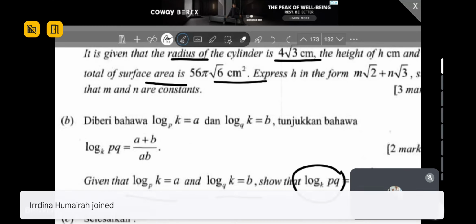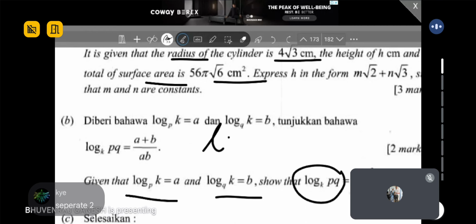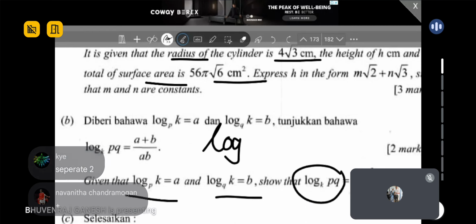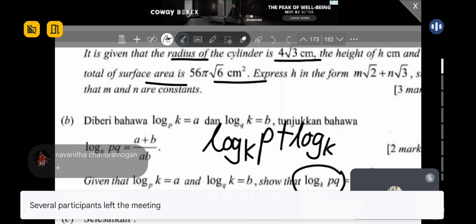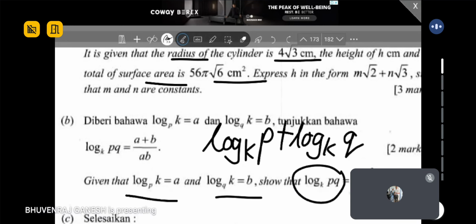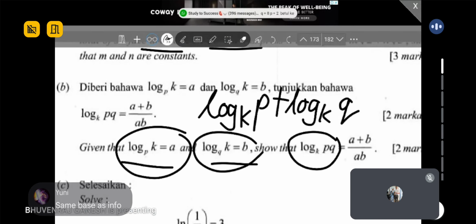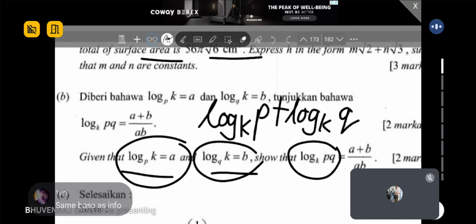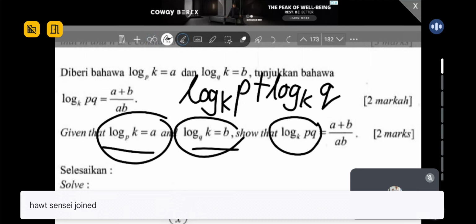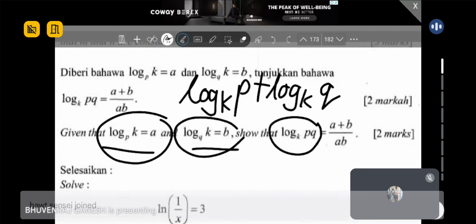Try to think and see. Anyone? Yes, you can separate into two. Am I right? Log KP plus log KQ. So now, you refer to this information. The information is not exact. But what can we do over here, guys? How do we switch the base and the number? What is the concept? We can use 1 over log.